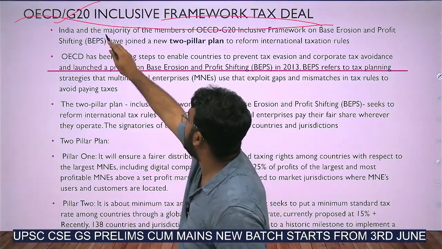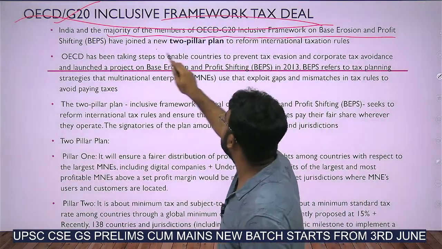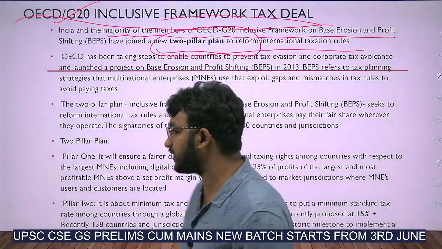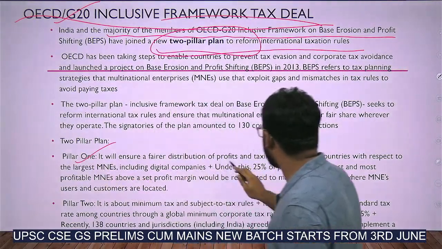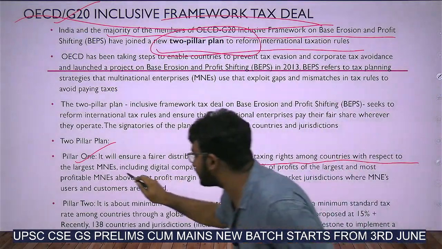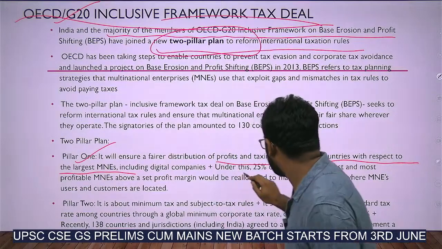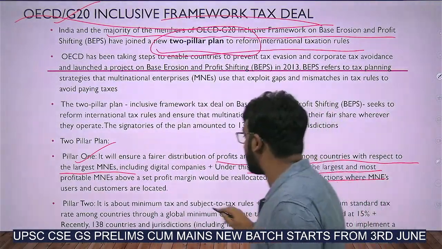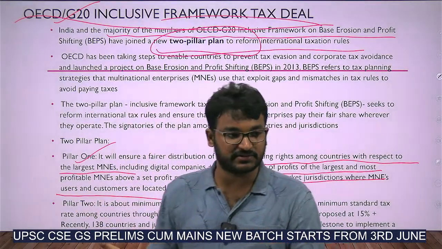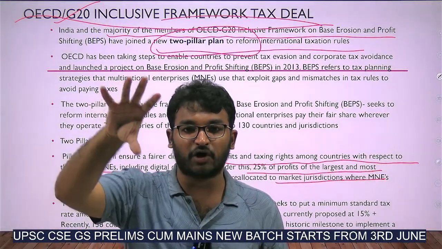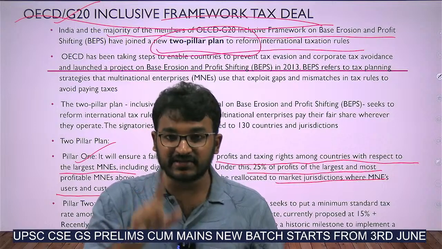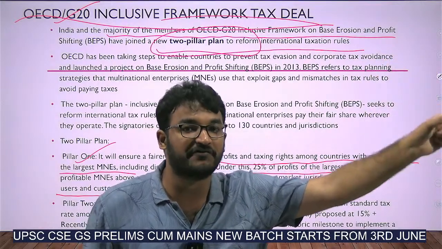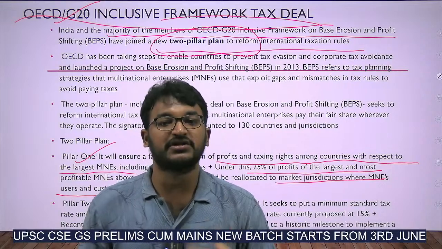India and the majority of the members of OECD have joined the new 2-pillar plan to reform international taxation laws. This is sanctioned by OECD and G20. And what are the 2 pillars here? First pillar is fairer distribution of profits and taxing rights among countries with respect to the largest multinational enterprises. What is this? 25% of the profits will be given to market jurisdictions where these multinational companies have more customers. See, for example, Google has a lot of market in India, but it is not paying any tax to India. In that scenario, 25% of the profit it gains should be given to India, based on the customer base.